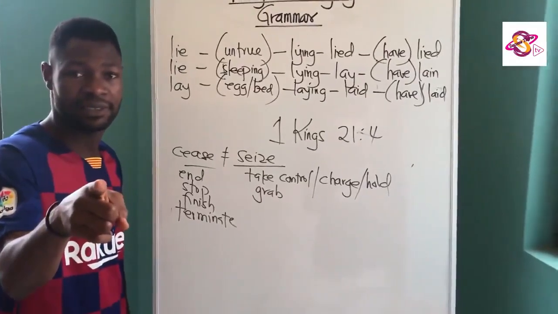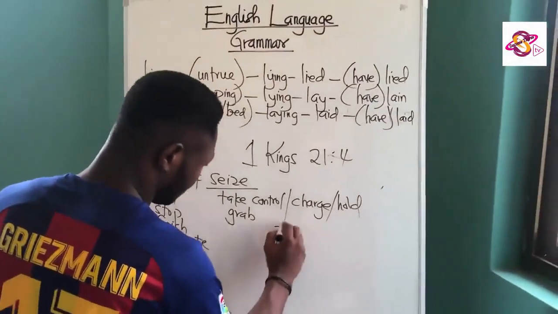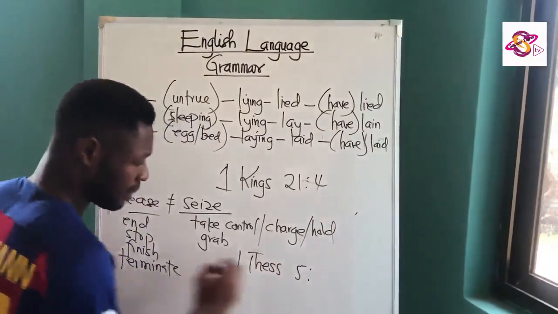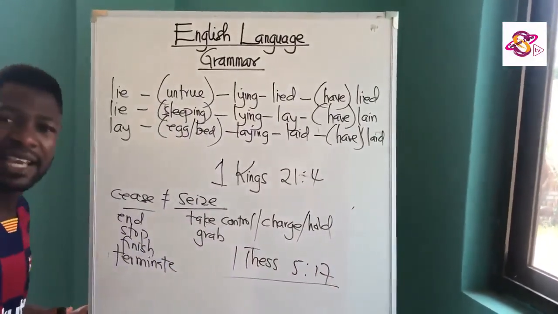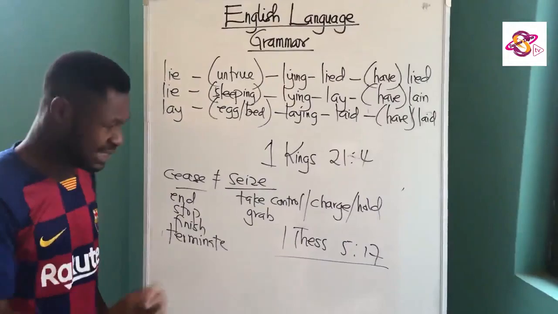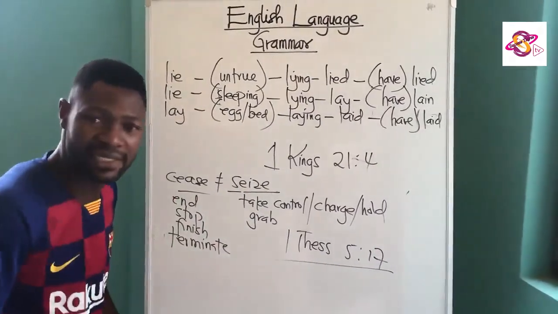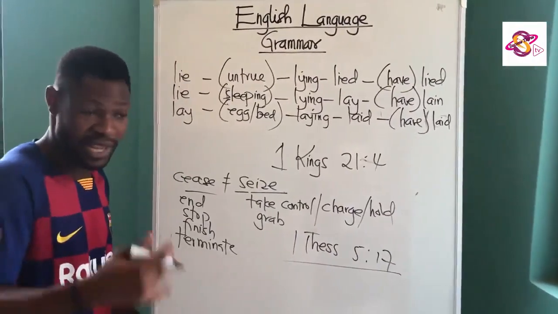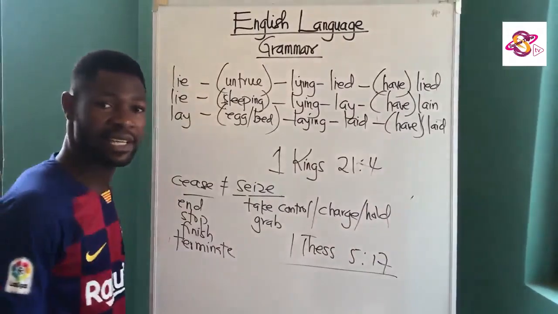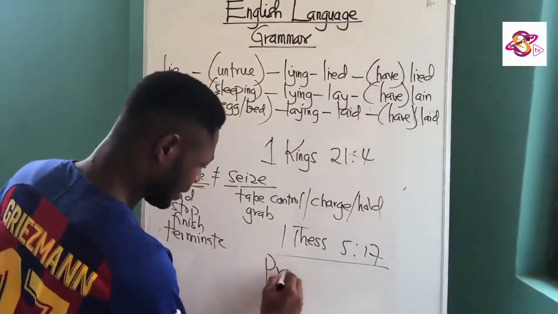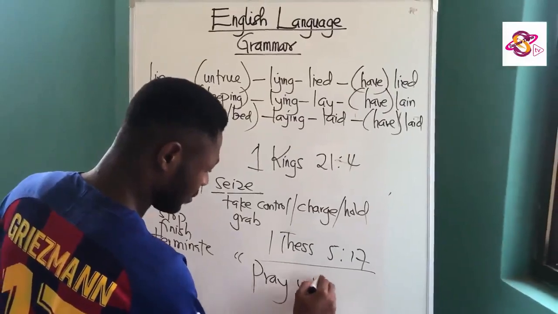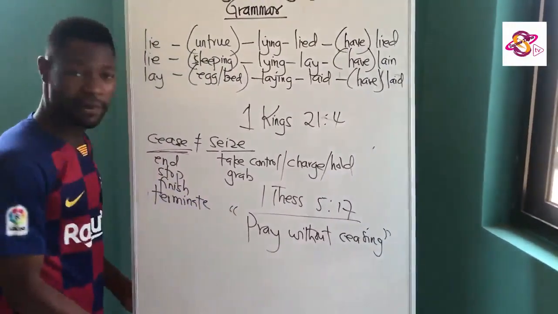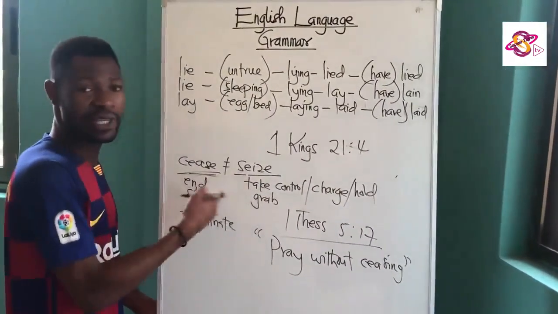Stop it. Now when you check First Thessalonians 5 verse 17, the Bible says, pray without ceasing. Is it this one or that one? Pray constantly. Some versions of the Bible will say pray constantly. So you pray till doomsday. You pray till the cows come home. You pray in perpetuity. Pray without ceasing. That is about that. So that is the dichotomy, the difference between these two words.